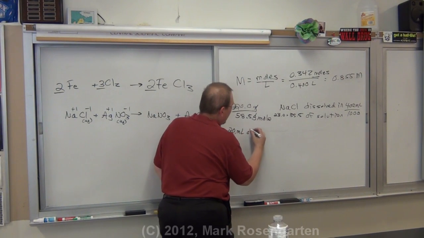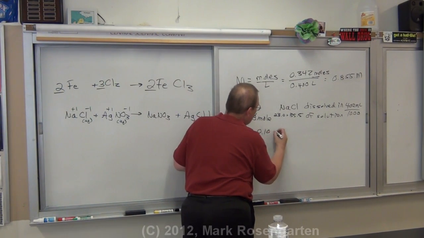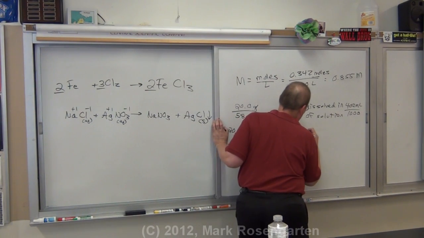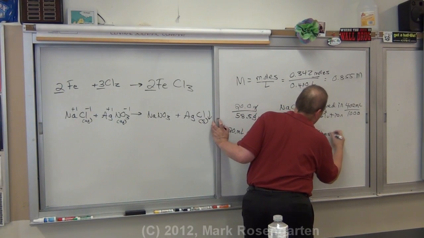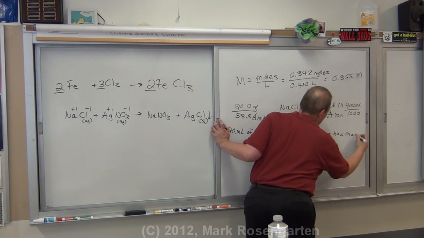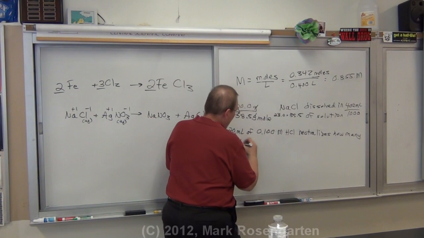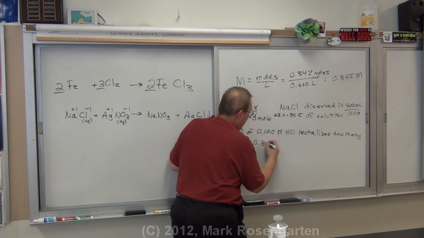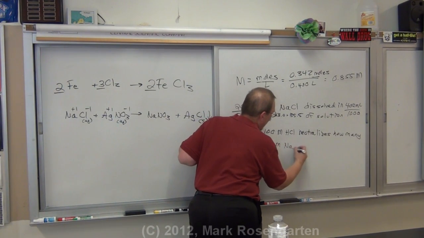20 milliliters of 0.100 molar HCl neutralizes how many milliliters of, I don't know, Redox. 0.300 molar NaOH.